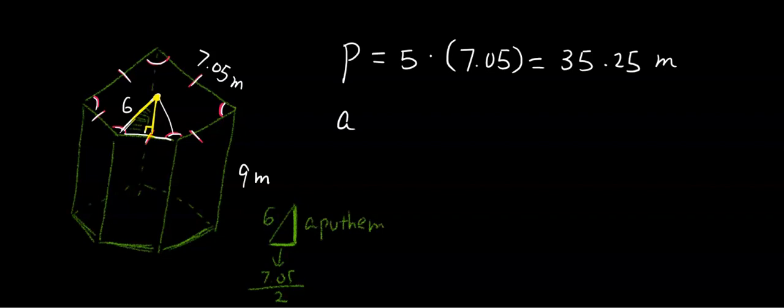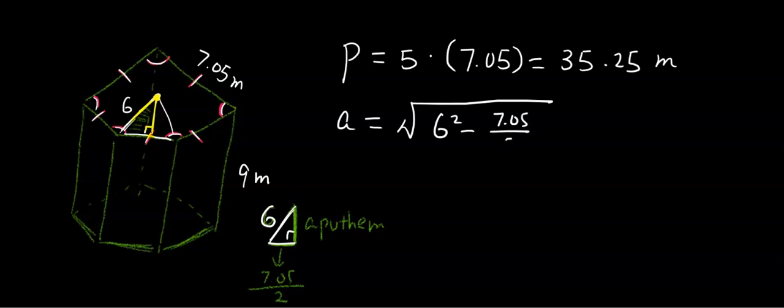All right, so apothem would be under the square root, okay? And 6 is the hypotenuse in this right triangle. So we're going to write down 6 squared minus the whole length is 7.05, so half is 7.05 divided by 2, and squared. We're definitely going to use our calculator to help us accelerate the speed. It is about 4.86 meters. So we just found the apothem.